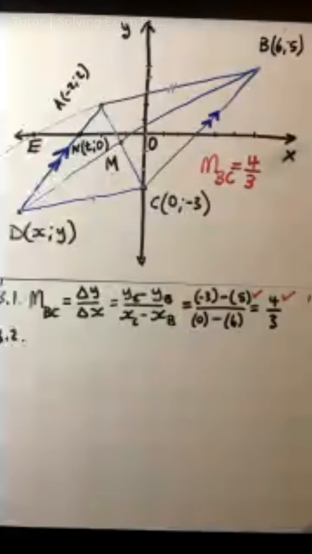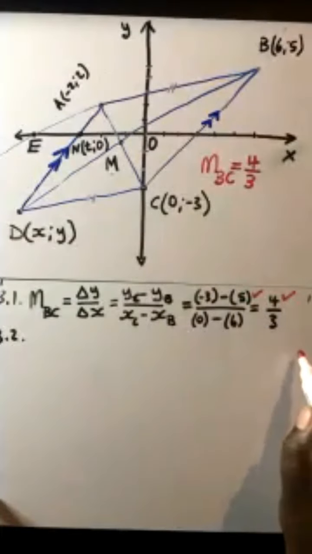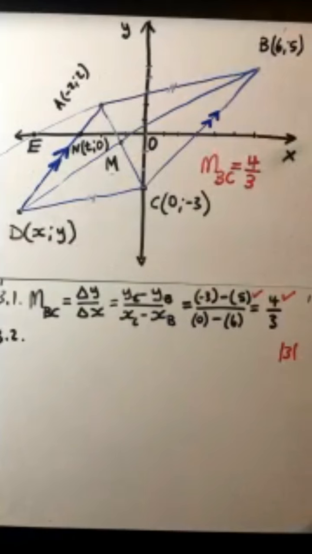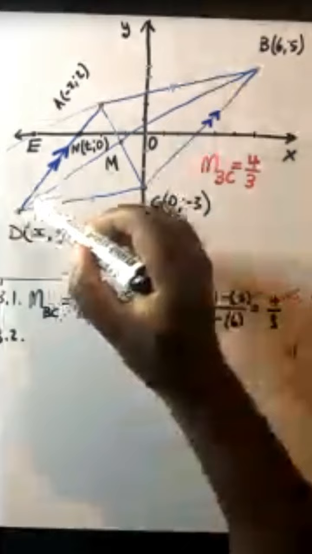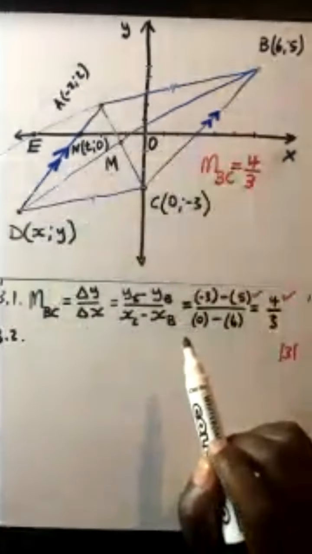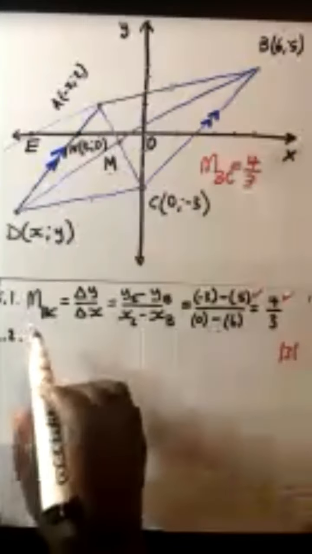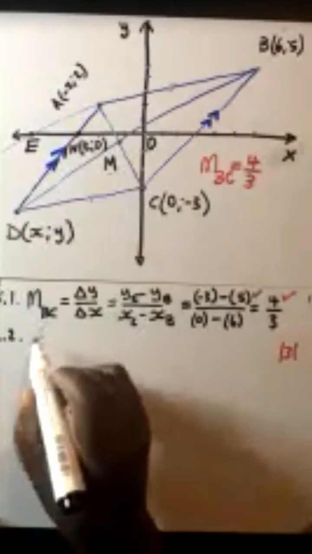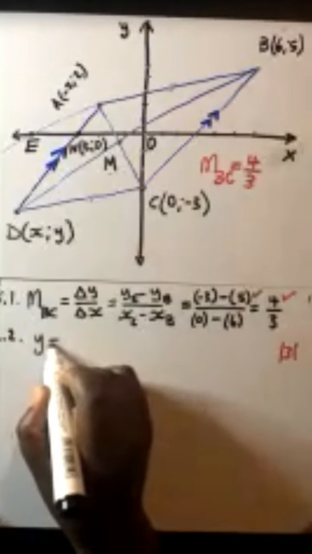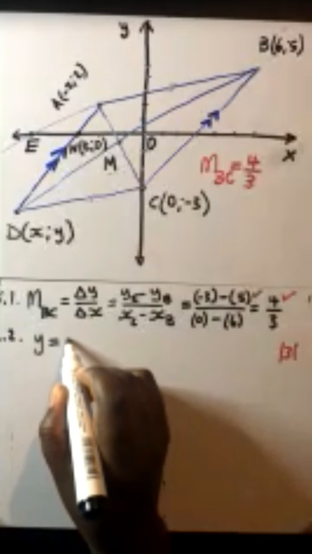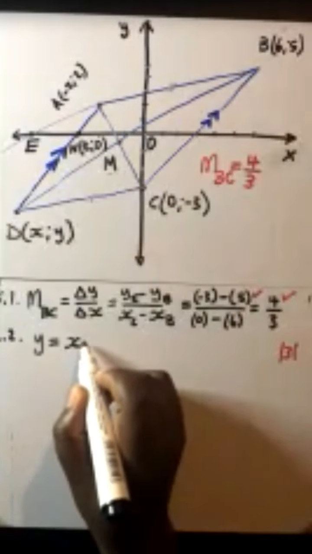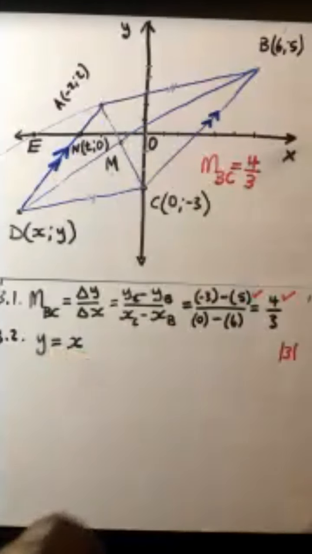Ladies and gentlemen, it's very, very much important at all times that when you're given a question to determine an equation, ask yourself, what type of an equation am I determining, or what type of a function is there on the given diagram? So ladies and gentlemen, it's a straight line. Since it's a straight line, you can just write the general formula of a straight line. So obviously we know what it is: y is equals to mx plus c.